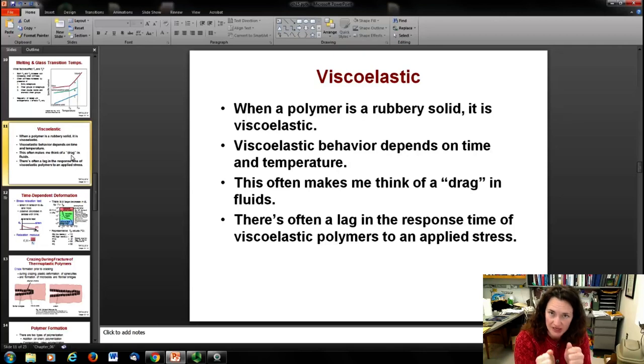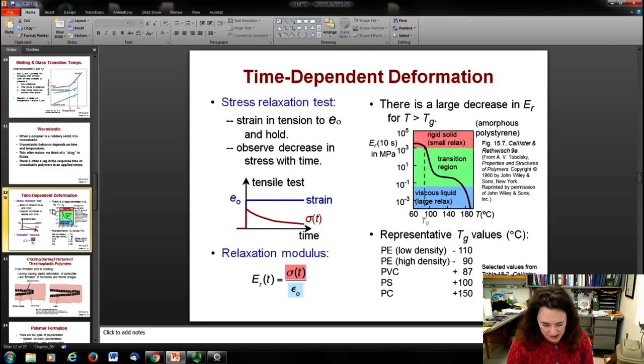So you pull on it and then it slowly deforms. It doesn't deform right away, but slowly deforms. There's a lag, sort of a phase shift, if you will. And this can be quantified with these stress relaxation tests. Since there's that lag in the response time to an applied stress, to measure this property, you apply the stress relaxation test. And here, what you do is you have a strain in tension, and you pull it to a certain strain, and then you hold it.